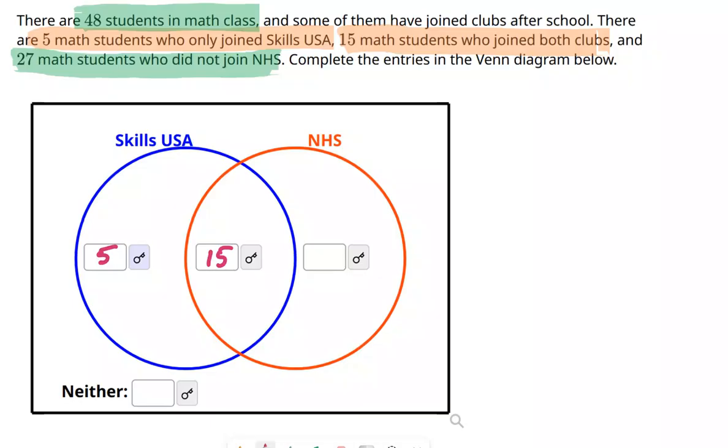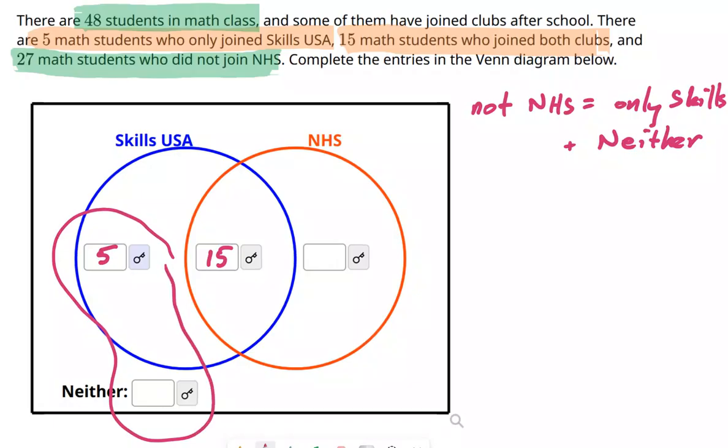Let's say it this way. We have the number of students not in NHS, and what that equals is the students who are only in Skills plus the students who are in neither club. So work your way through that logic that I just wrote there. If you're not in NHS, that means you're in one of these 2 groups right here, only Skills USA or neither. So let's now put in the numbers that we know.